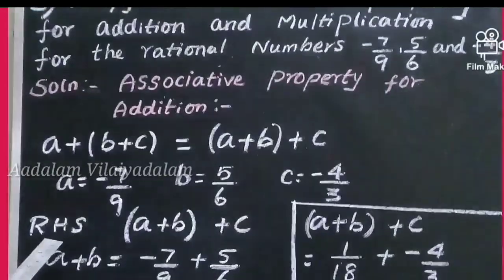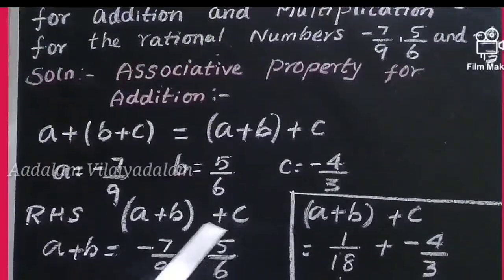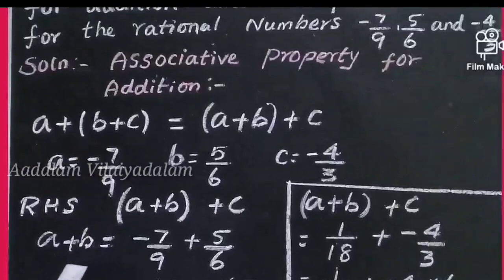So same sign. So minus 23 divided by 18 is the LHS value. Next, we have to find the RHS value. So, A plus B plus C. First, we have to find the A plus B value.